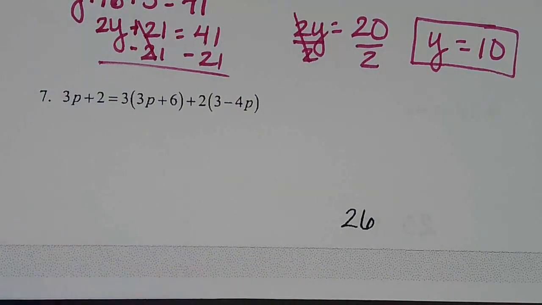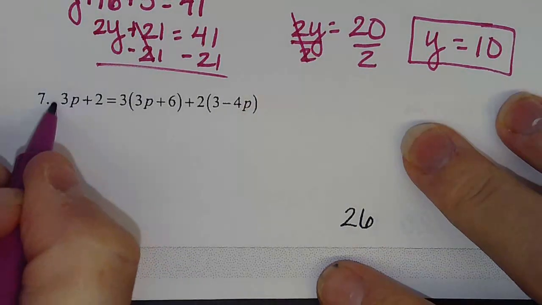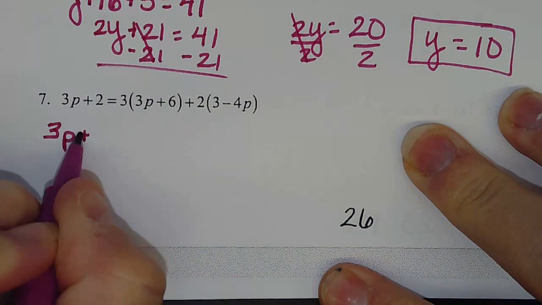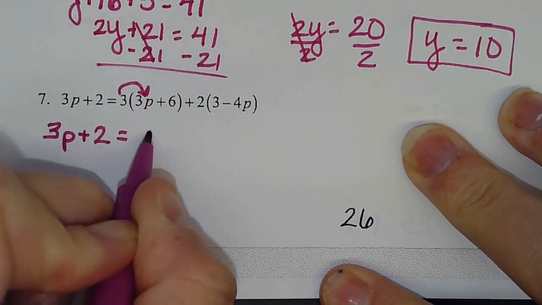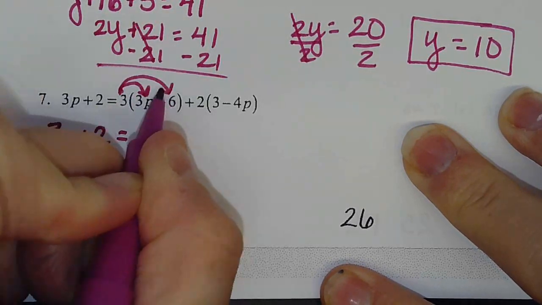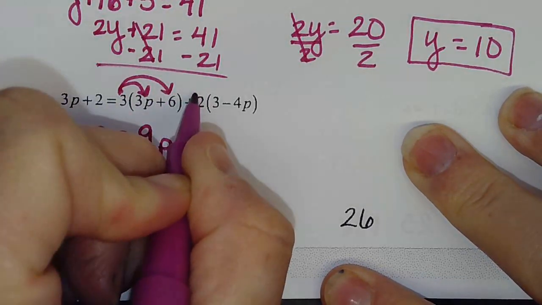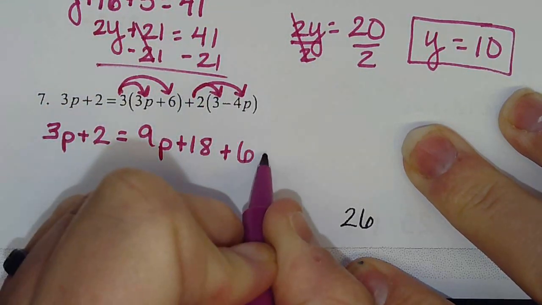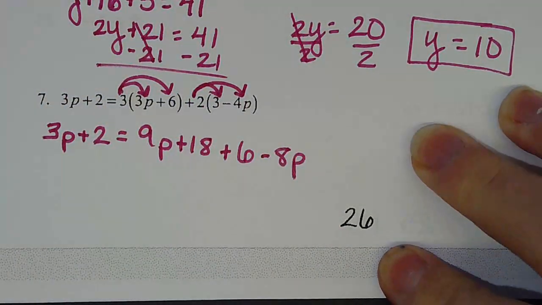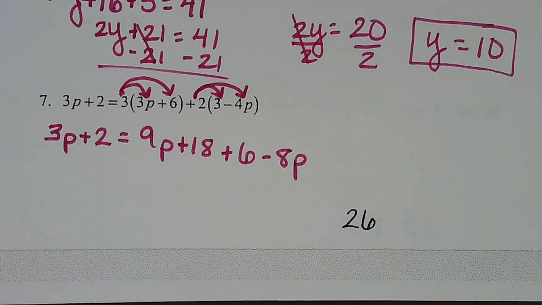Number 7, you have to distribute twice on the right-hand side. So I'm going to bring down the 3p plus 2 equals, distribute the 3. 3 times 3p is 9p. 3 times 6 is 18. 2 times 3 is 6. 2 times negative 4p is negative 8p. So I distributed. That's what I got.